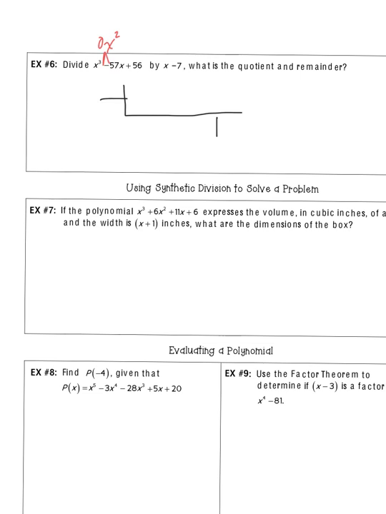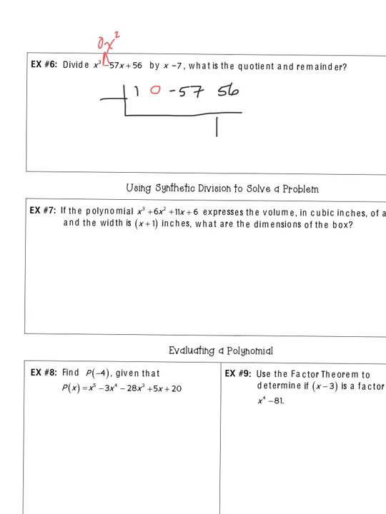So I'm going to first start off by putting all the coefficients, 1, 0, negative 57, and 56, all along here. So let's start with that. So I have 1, my placeholder is 0, and then negative 57 and 56. The signs will be the death of you on this one.